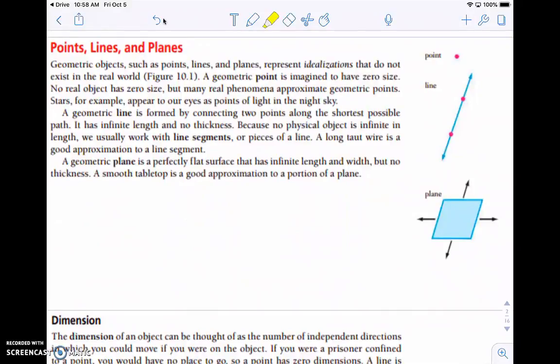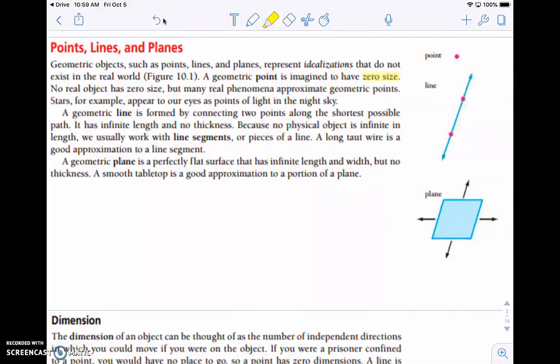Now, geometric objects such as a point, a line, or a plane represent idealizations that do not necessarily exist in the real world. So like a point, we don't walk around and there are points all over. There are not infinitely extended lines that we can point out, but we describe them, we give them definitions, and then we're able to expand upon those. A geometric point actually has zero size, there's no dimensions to it, but many real phenomena approximate geometric points. Stars, for example, appear to our eyes as a point of light in the night sky. So these things, again, can be applied in a basic sense.